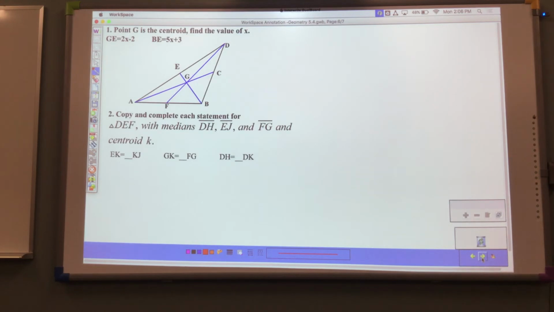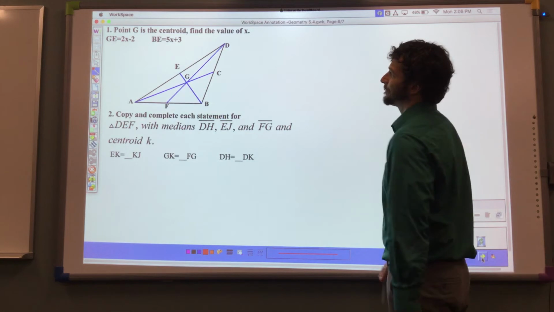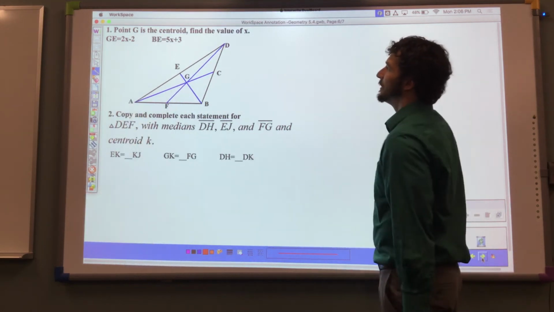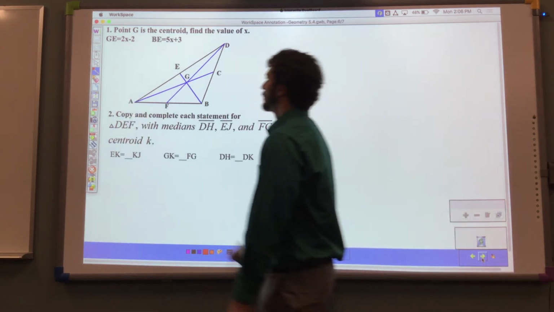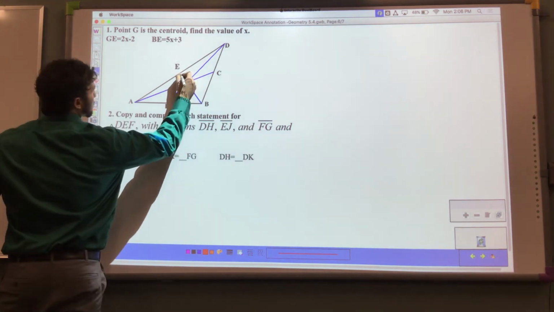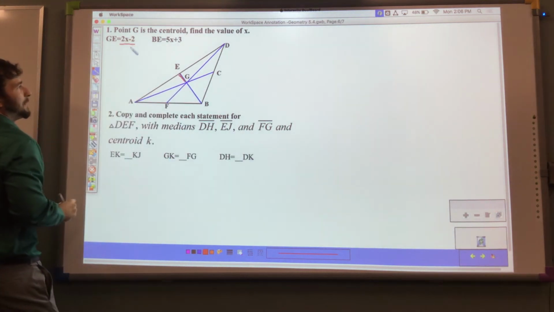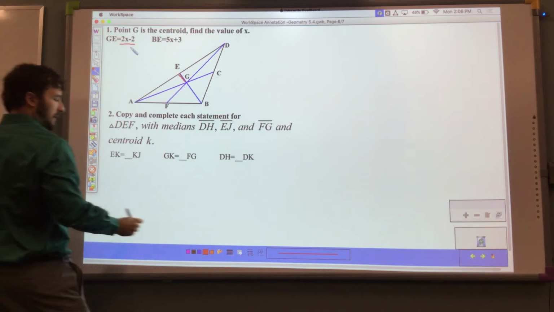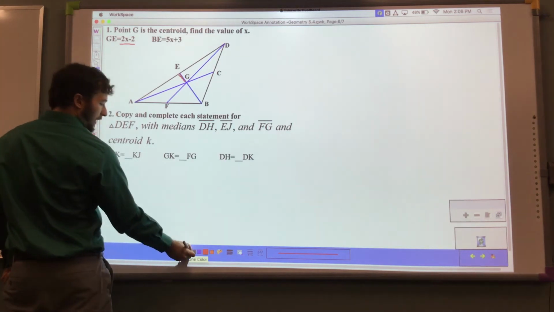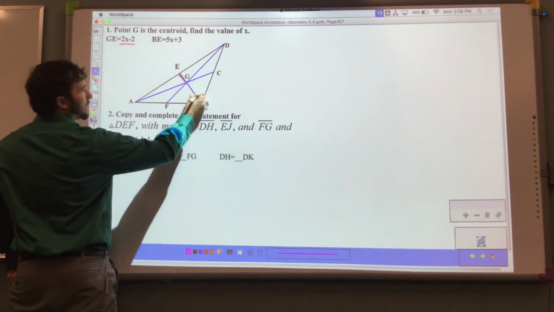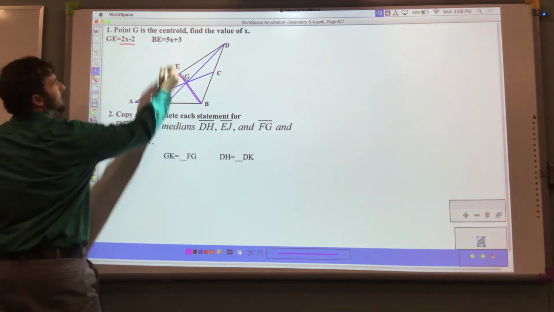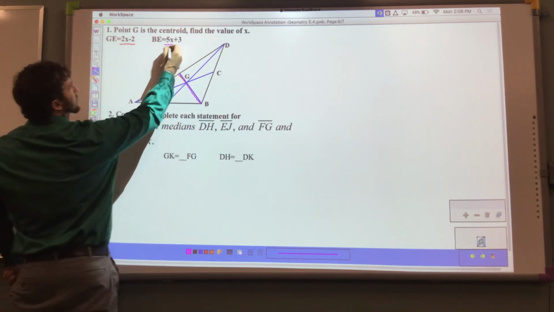All right, some more examples. It says point G is a centroid. So again, centroid is where your medians meet. It says GE is 2x minus 2. So this would be 2x minus 2 here. And then BE is 5x plus 3. So the whole thing from B to E is 5x plus 3. We're supposed to solve for x.